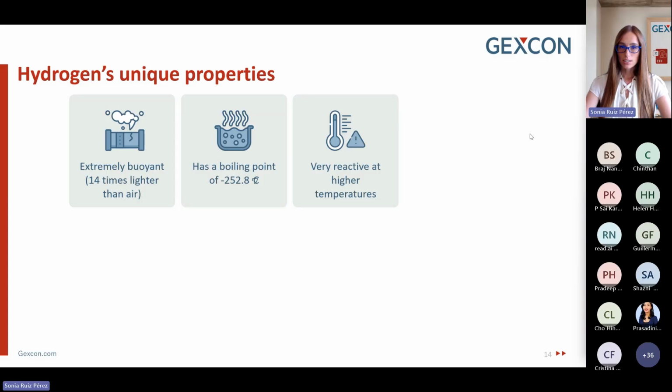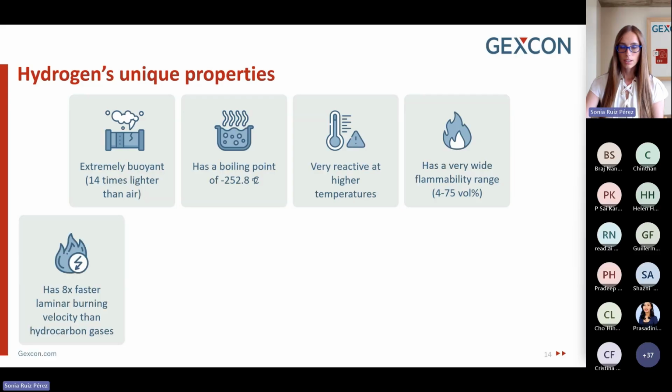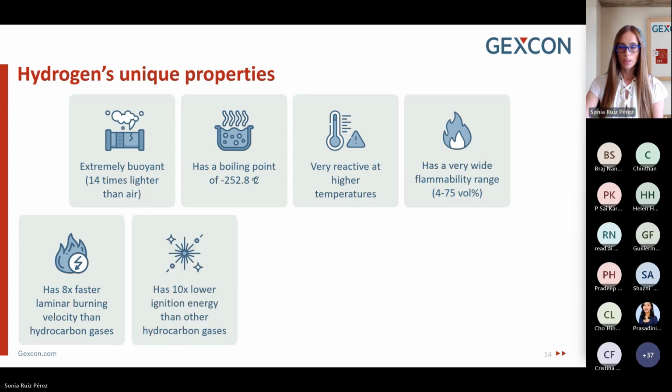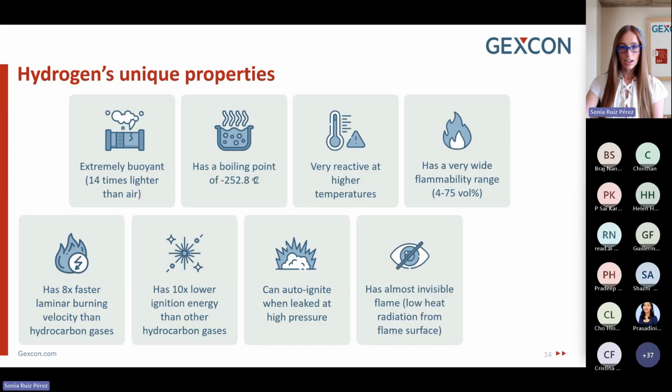Chemically, hydrogen is highly reactive with a wide flammability range, meaning it can ignite over a broad concentration range when mixed with air. Its laminar burning velocity is around 8 times faster than most hydrocarbons, which increases the likelihood of detonation under certain conditions. It ignites easily due to low ignition energy and can even auto-ignite under high-pressure leaks. Additionally, hydrogen flames are nearly invisible in daylight and emit very low thermal radiation, making detection a challenge.